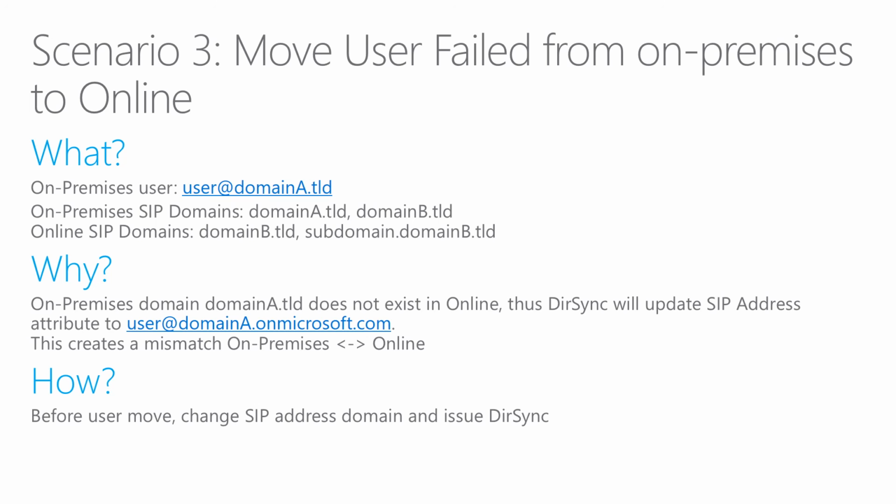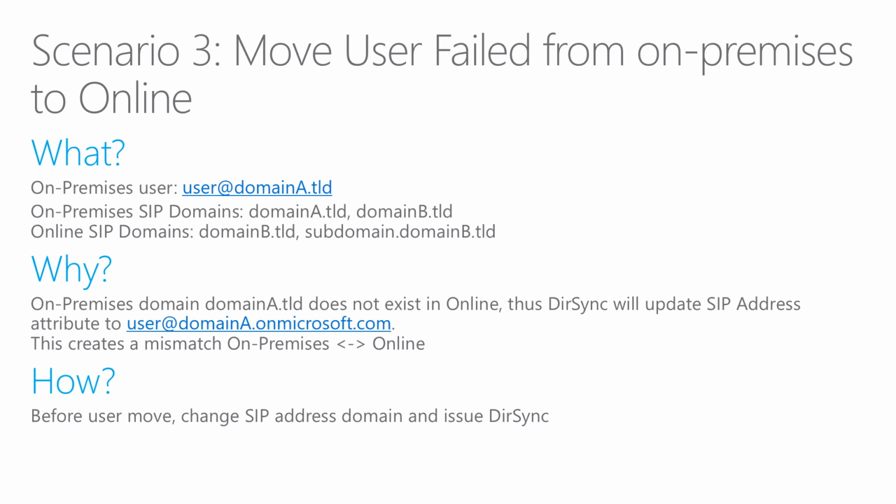Another scenario is the move user failing from on-premises to online. You have an on-premises user with the domain which is domain A. The on-premises SIP domains are domain A and domain B, and the online SIP domains are domain B and subdomain dot domain B. So you see here that there is a discrepancy between the on-premises and the online SIP domains. Domain A does not exist online, and what will happen is that the directory synchronization tool will update the SIP address attribute online to domainA.onmicrosoft.com. So there is a mismatch between on-premises and online.